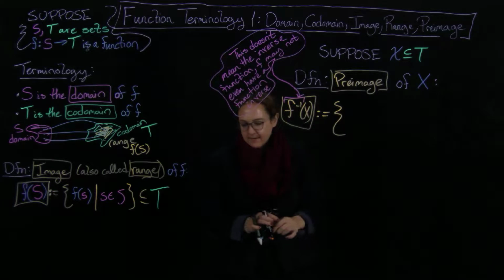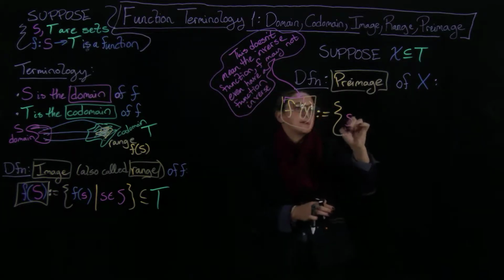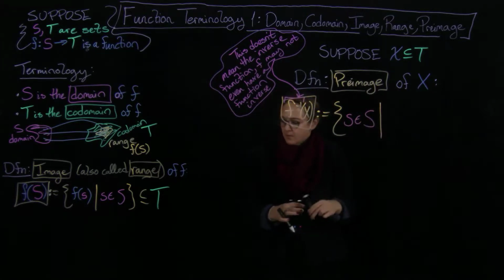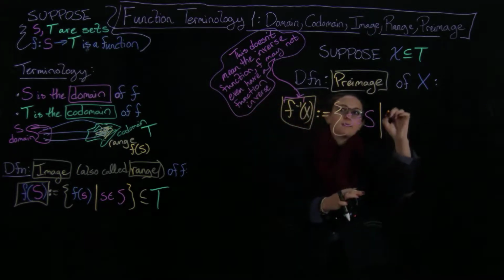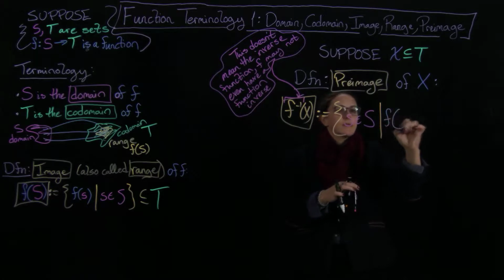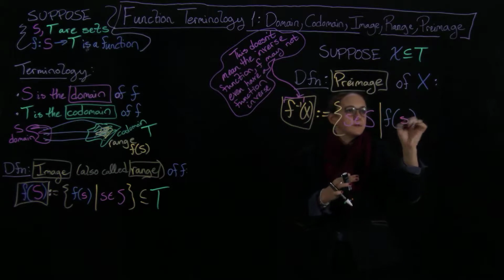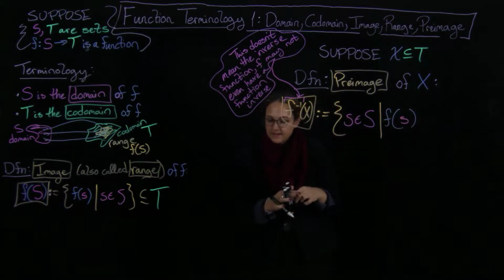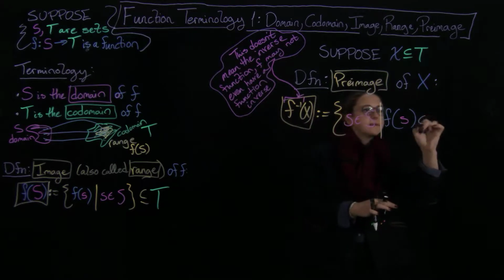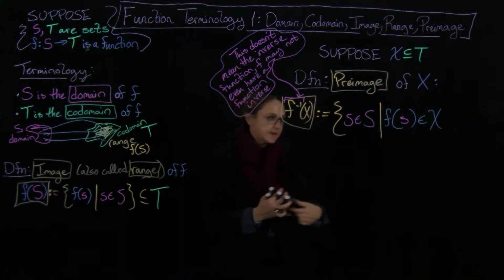So what is this? This is equal to the set of all elements in S satisfying that when I apply f to that element, I end up inside of this set X. I know I've double used blue here, hope that's not too confusing. So this ends up being inside of the set X, and then I can close this up.